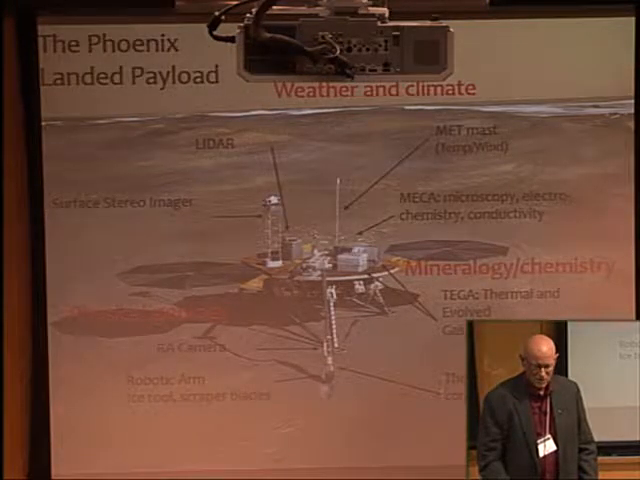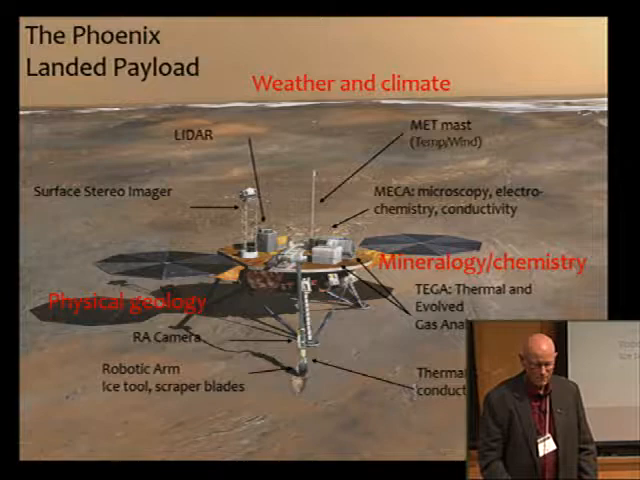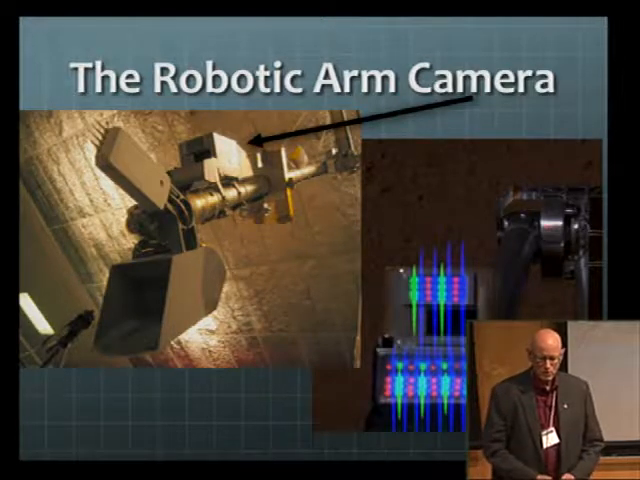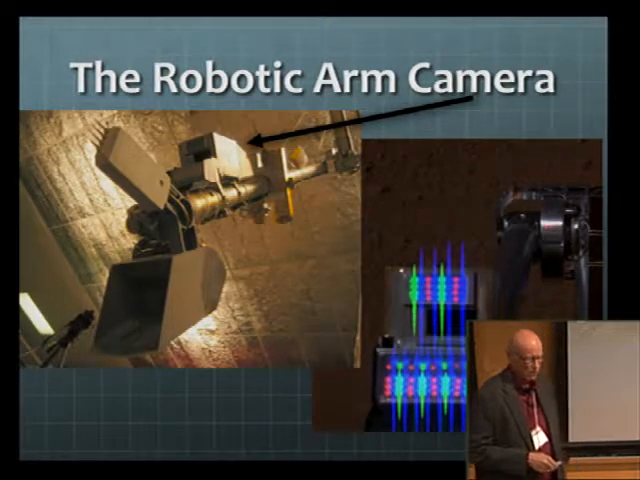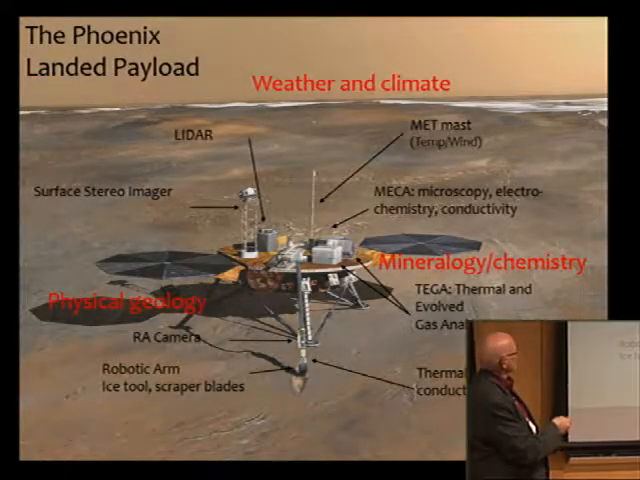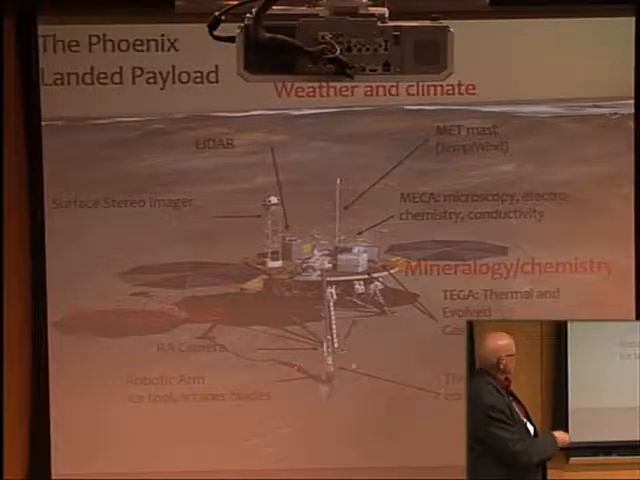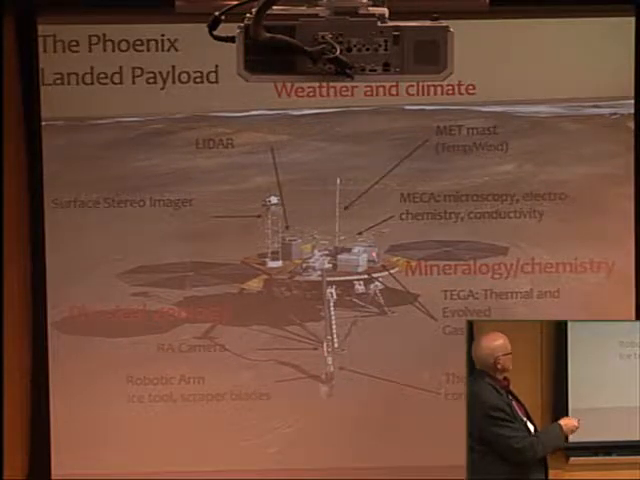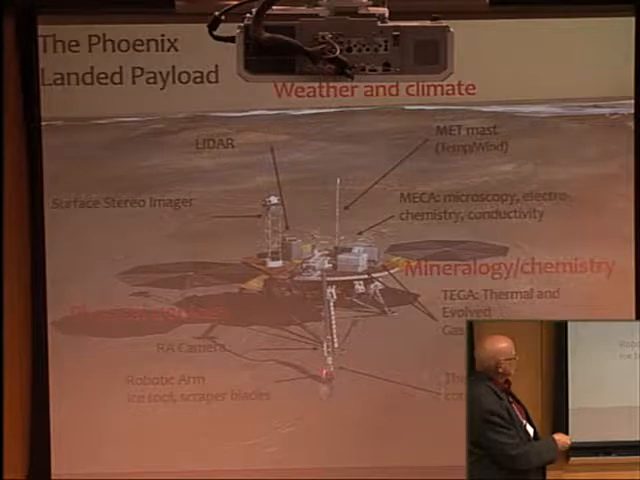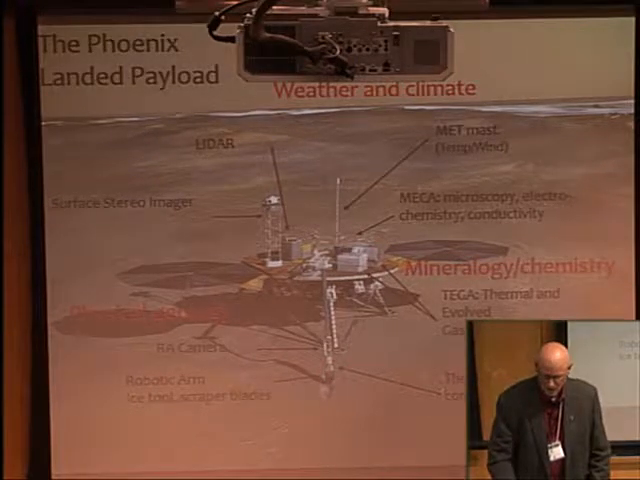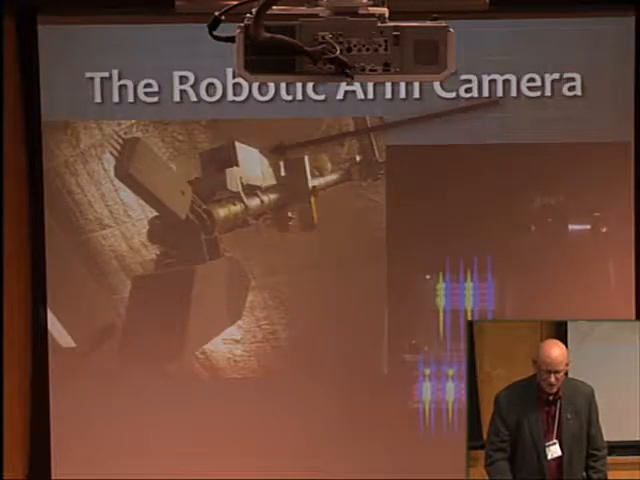We had all kinds of instruments. We landed in the polar terrain, which is thought to have ice near the surface. And we built a robotic arm camera. We had a robotic arm. In fact, let me just show that again. There's the robotic arm. Our whole purpose was to dig down and find ice. And there's the camera under here. And here's instruments on the deck. You could scoop up samples and put them in the instruments and do analysis. And that's the camera itself.